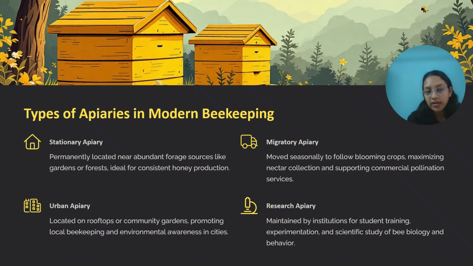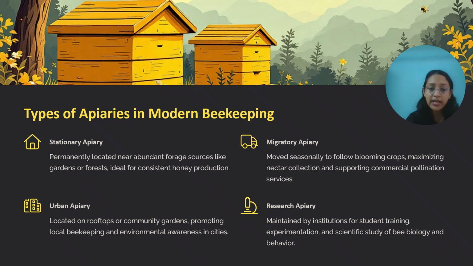So there are different types of apiaries in modern beekeeping. First of all, the stationary, that is permanently located near abundant forage sources like gardens or forests, and these are ideal for consistent honey production. Then we have the migratory apiary, which is moved seasonally to follow blooming crops, maximizing nectar collection and supporting commercial pollination services.